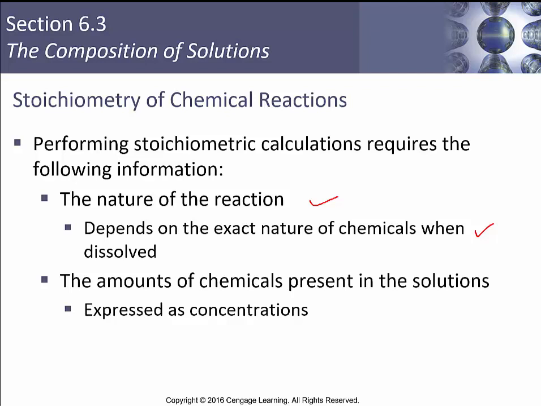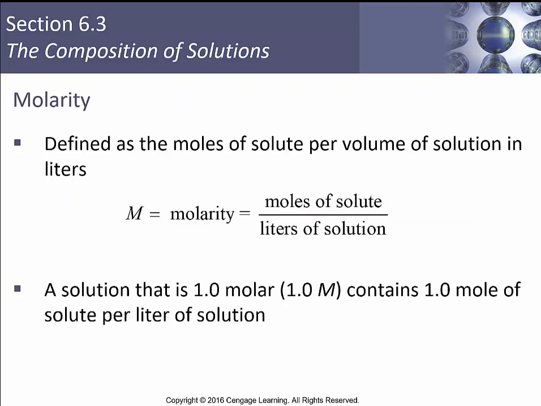We have a couple of different units for concentrations. We could spend a whole section on different types of concentration units, but the one we're going to use most commonly, and the one I want you to really know and become familiar with, is called molarity. Molarity is given the symbol uppercase M, and it's moles of solute per liter of solution. So a solution that is 1 molar, which we can call 1.0 M, contains 1 mole of solute per liter of solution.